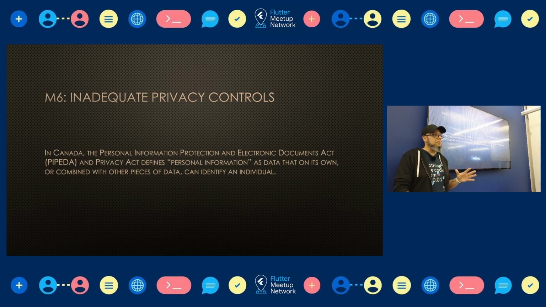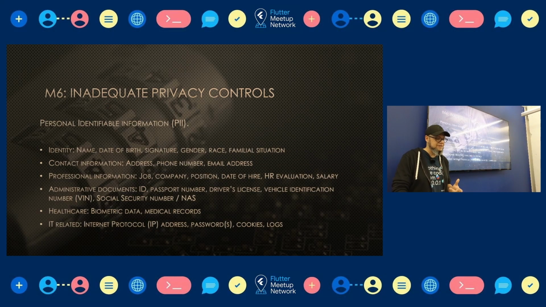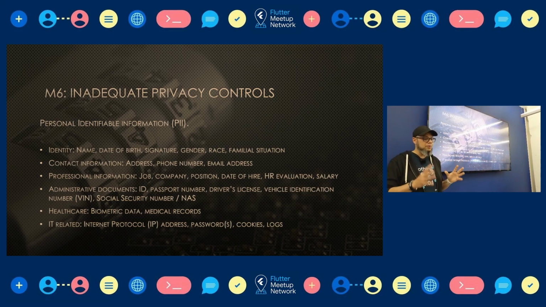If your app is found to be mishandling personal identifiable information by a security tool, it is going to trigger an M6. And what we know as personal identifiable information, this is a short list. This is not a complete list by any means, but it's a summarized list of what personal identifiable information can entail.